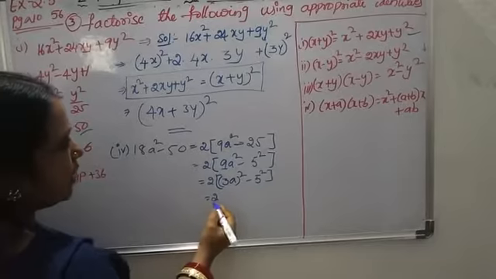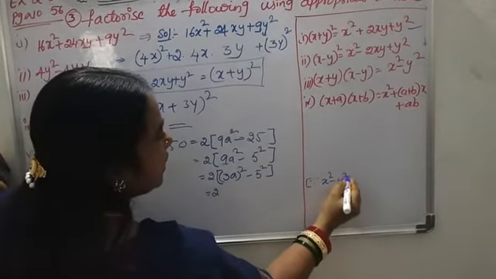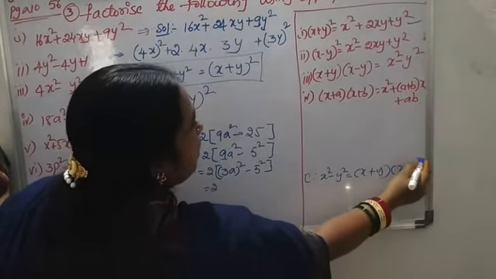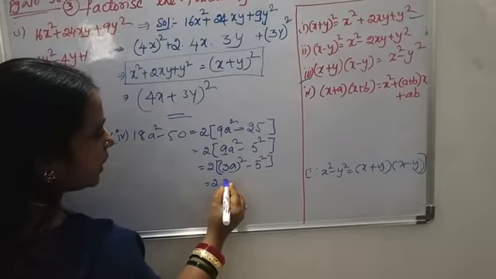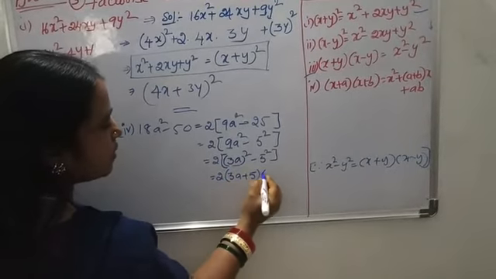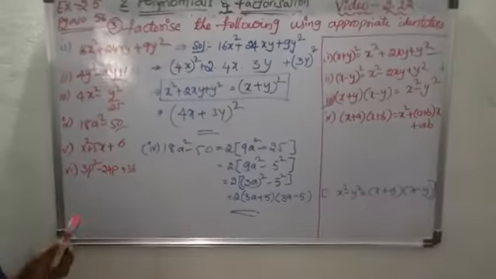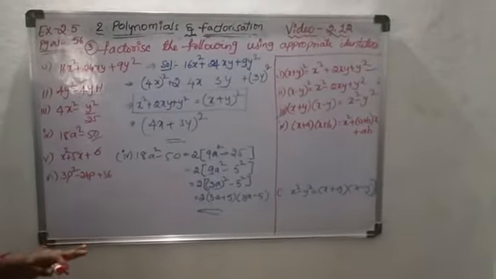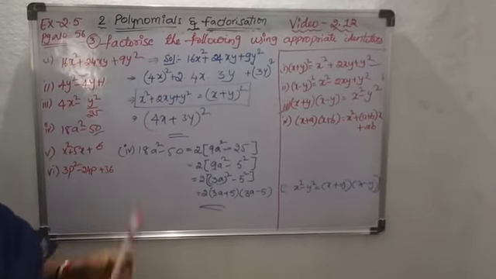What is the formula of a square minus b square? x square minus y square can be written as (x plus y) into (x minus y), like the third one. In the place of x we have 3a, so (3a plus 5) into (3a minus 5). If any term is not expressed as the square of a term, then you have to take any common number outside and you will get the appropriate identity.